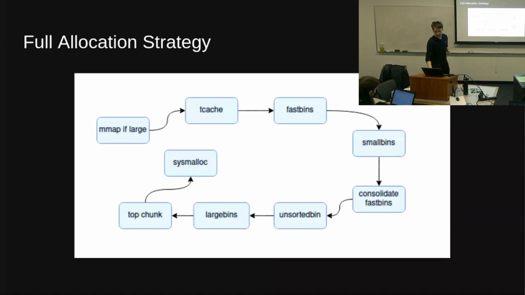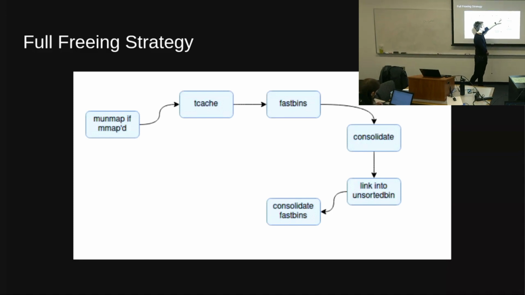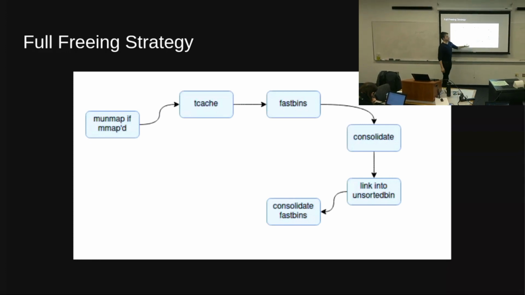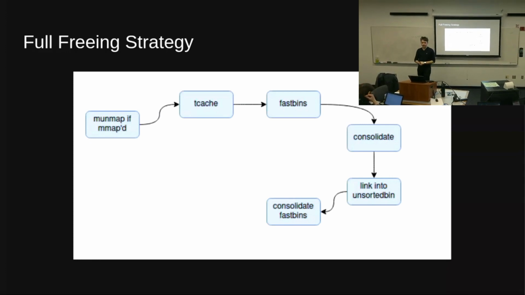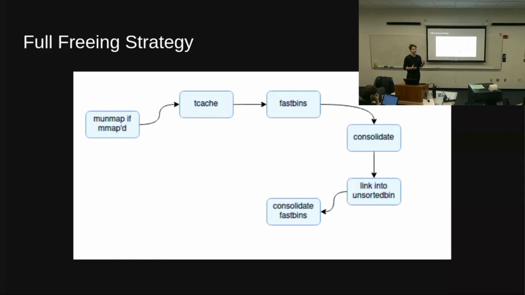There's a lot of different things it tries to do to service your allocation before it goes into the kernel. Same for the freeing strategy. If it was mmapped, you just unmap it. Otherwise, you try placing it in the Tcache. If the Tcache is full, you try placing it in the fast bin. If the fast bins are full, or it's not the fast bin size, you then consolidate chunks, link it into the unsorted bin, and then consolidate the fast bins. That's pretty much the strategies that malloc and free take to figure out where to get the data for, or where to store it in its regions.